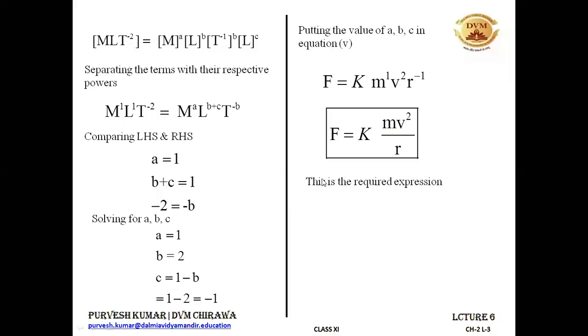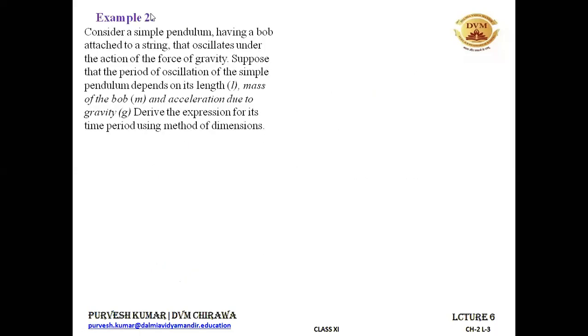Okay, let's move towards the second example. Very quickly, we'll be doing the second example. It says that a simple pendulum is attached to a bob and oscillates under the action of gravity. The time period of oscillation of the simple pendulum depends on its length L, mass of the bob M, and acceleration due to gravity, small g. We have to derive an expression for the time period using the method of dimensions.